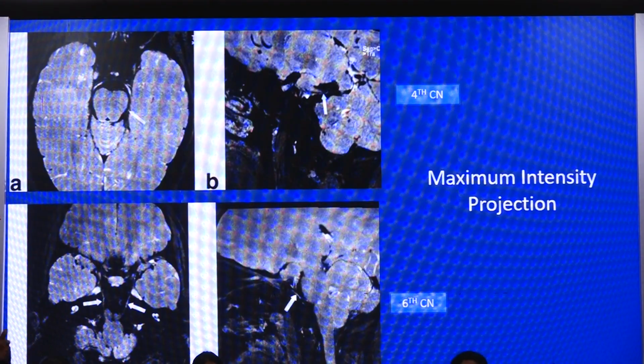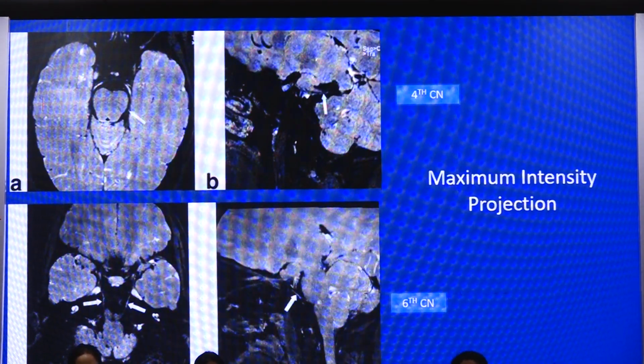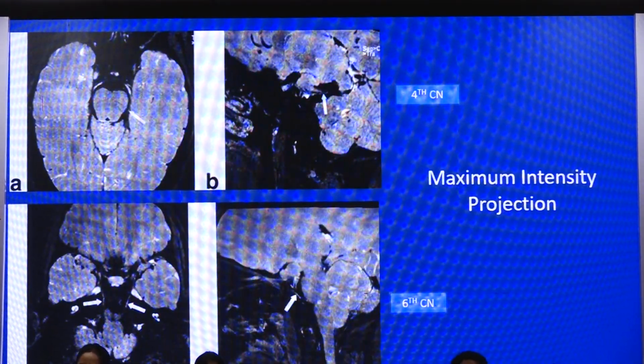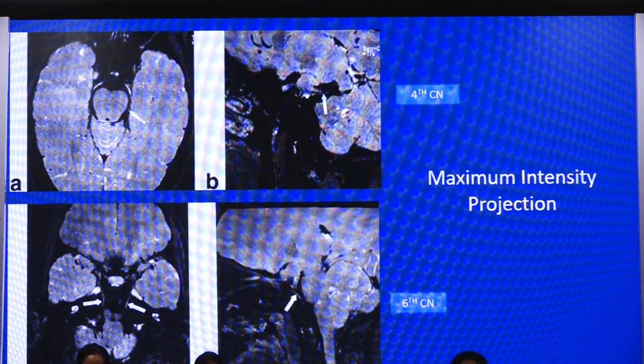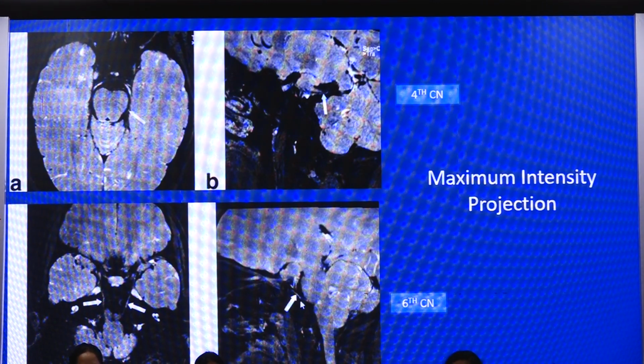This is one maximum intensity projection. One sequence has shown a third nerve. Nerves are very difficult to visualize, so these are certain sequences. One is BFFE, CISS, and this is maximum intensity projection. You can see the fourth nerve and over here the sixth nerve. This is ascending on the clivus, which I told you, the base of the skull.